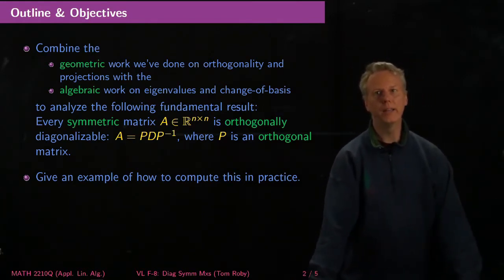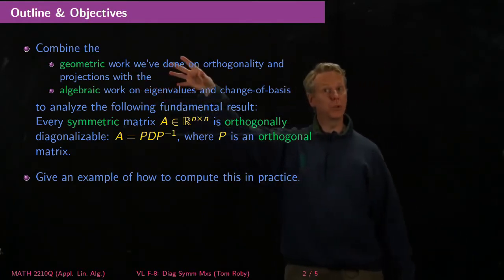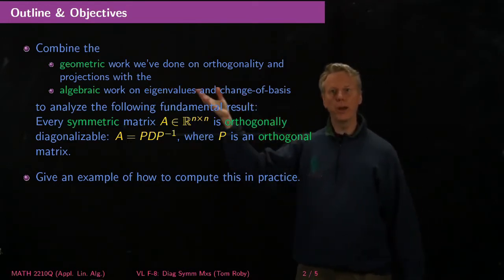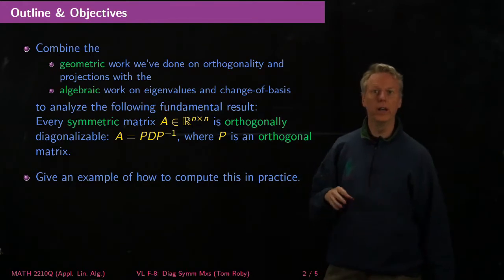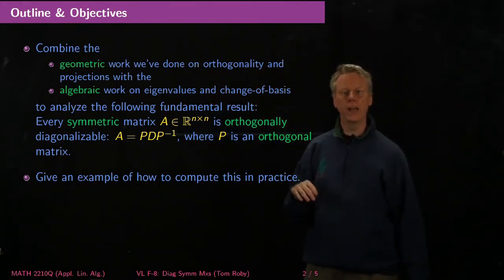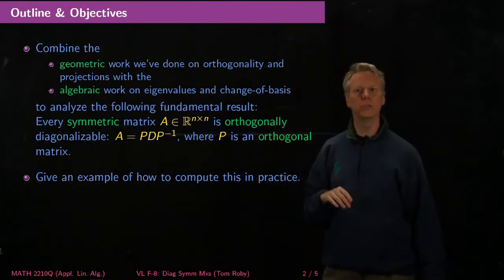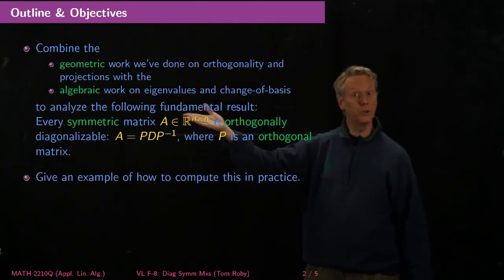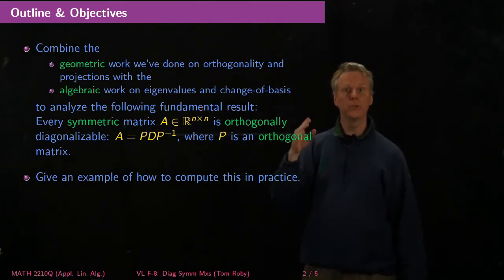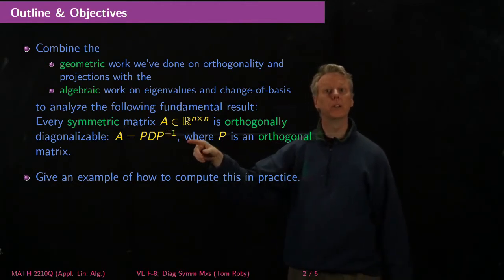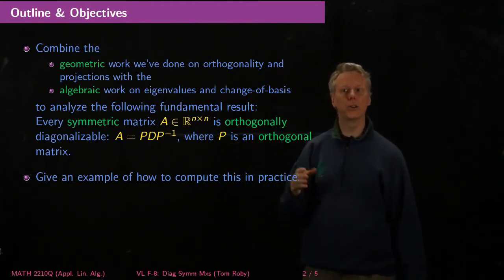We're going to combine the geometric work we've done recently on orthogonality and projections with the algebraic work that we did earlier on eigenvalues, eigenvectors, and the change of basis to analyze the following fundamental result, which is that every symmetric matrix, every matrix which is equal to its own transpose, is orthogonally diagonalizable. So you can write it as PDP inverse, where in fact P is an orthogonal matrix.